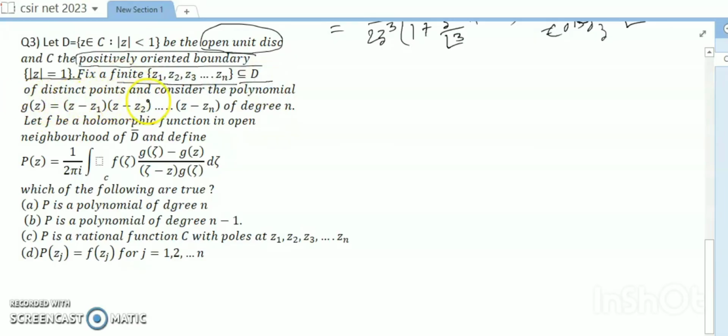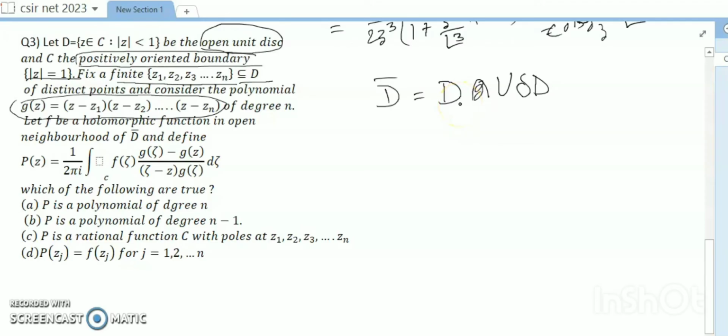and distinct points. Consider a polynomial g(z) with these points, of degree n, and f be a holomorphic function in an open neighborhood of D bar. Okay, D bar means closed. What is the meaning of D bar? D bar means D union del D. Del D means boundary. The boundary is also added, which means a closed set.